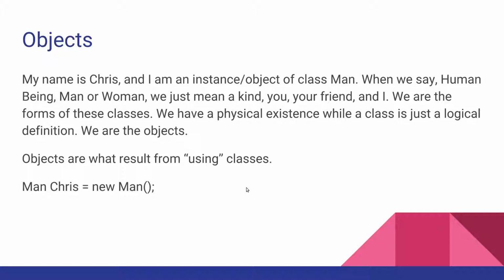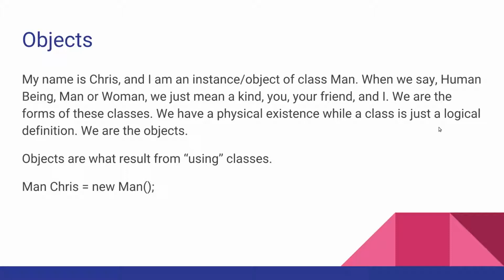These all apply to every object-oriented programming language, but Java is what I'm using. So my name is Chris, obviously, and I'm an instance object of class man. When we say human, being man or woman, or any other gender for that matter, but for our purposes today, man or woman just kind of mean you, your friend, I. They're all classes. We have a physical existence, while a class is just literally a logical definition or blueprint.